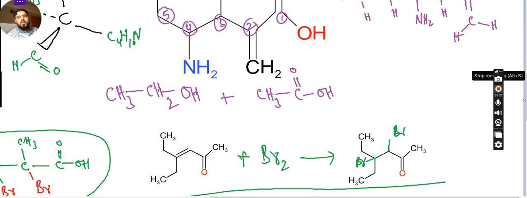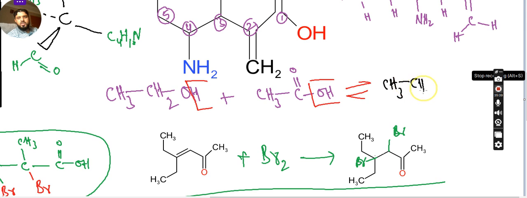So, just remember, I'm repeating again. For the acid, always remove OH, and for the alcohol, always remove H. When you remove this, you have to combine both of them together. As a result, you will get H2O.